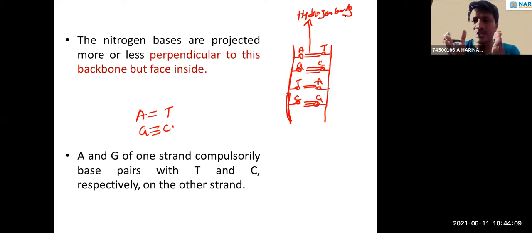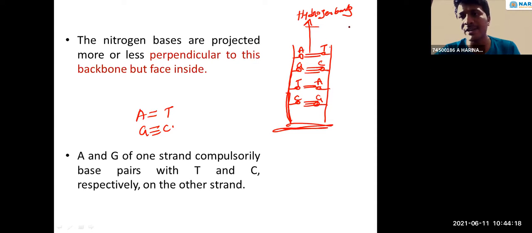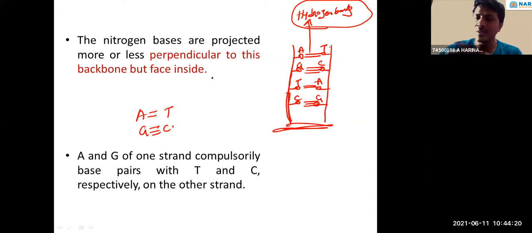The two polynucleotide chains are equal in distance along the entire length. What is the reason for that? Again, hydrogen bonds. Hydrogen bonds are responsible for the helical structure. Hydrogen bonds are also responsible for the anti-parallel arrangement of the polynucleotide chains.